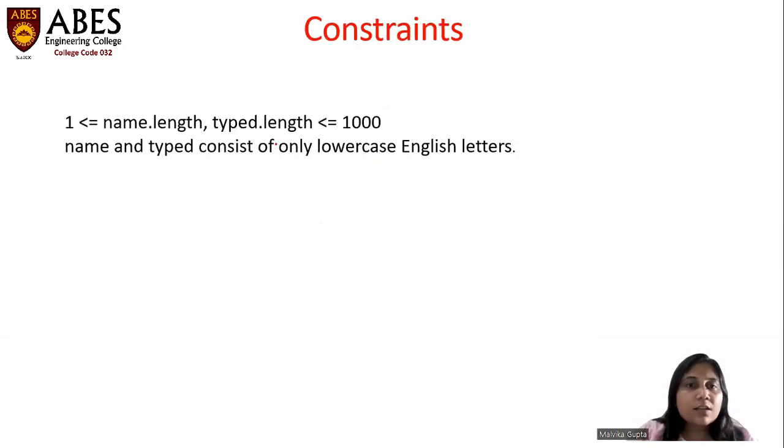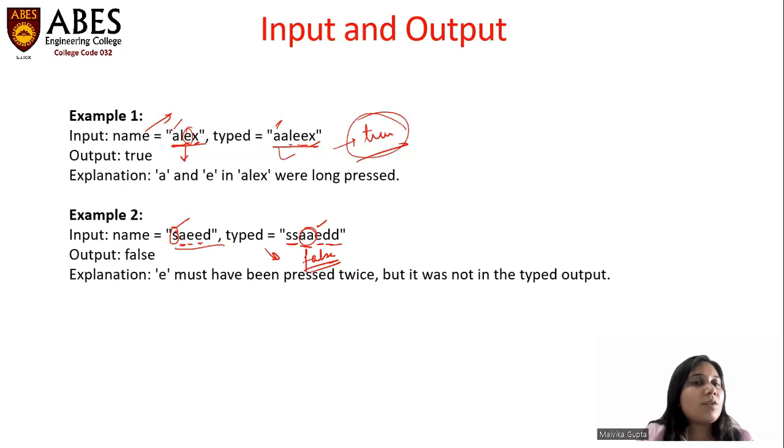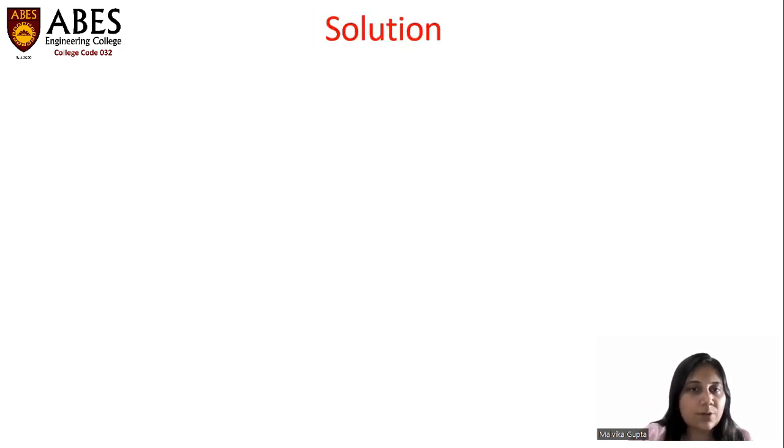So now if you see the constraints which are required, the length of the name should be okay, and the type length is less than or equal to 1000. We need to be sure about it. Name and type consist of only lowercase English letters. Only this is the condition which we need to follow, that we have only lowercase English letters. You can see it in the examples also, that we have only taken lowercase letters. So there should not be uppercase letters, this is actually designed like this. This is the constraint, right?